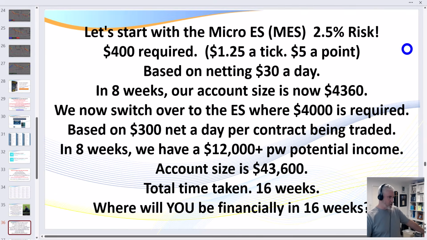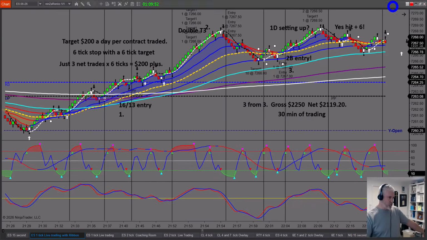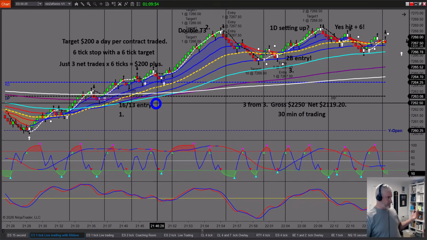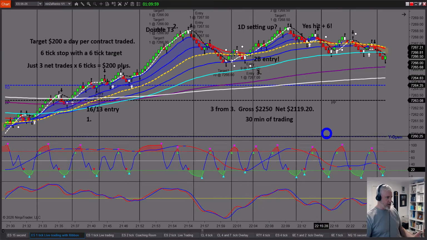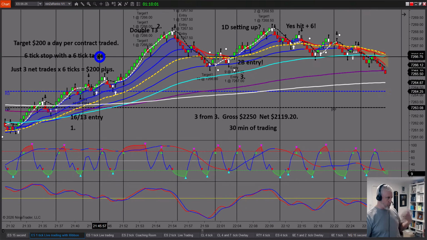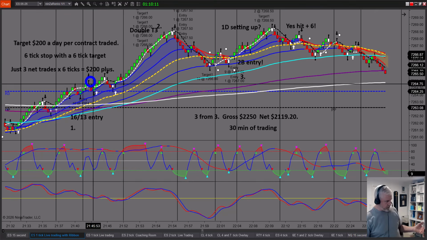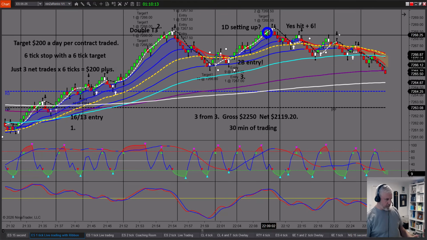So if we now go to this chart here, this is from last week. Okay, so I had 3 from 3. My target, as you'll always see, is $200 a day on the 1 tick, $325 a day on the 2 tick. Greater amount of capital per contract I'm trading. So a nice winner, nice reversal, nice winner.